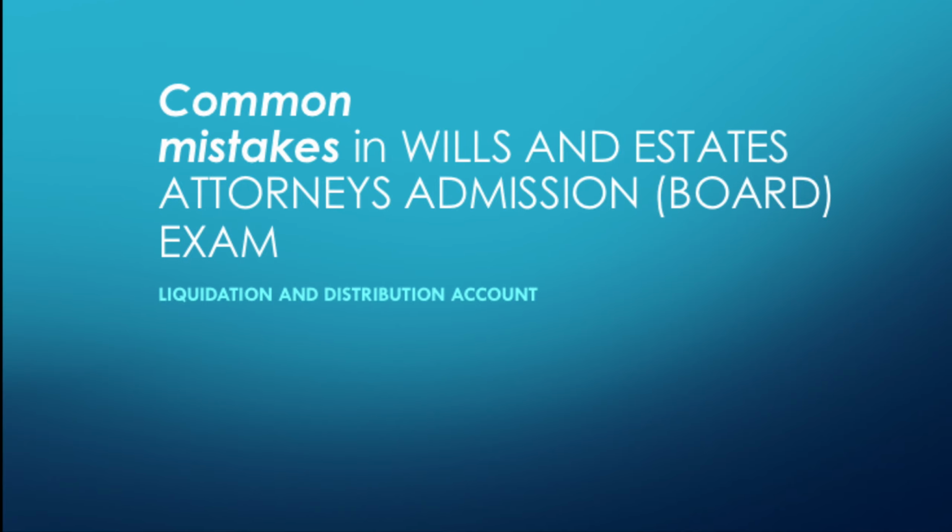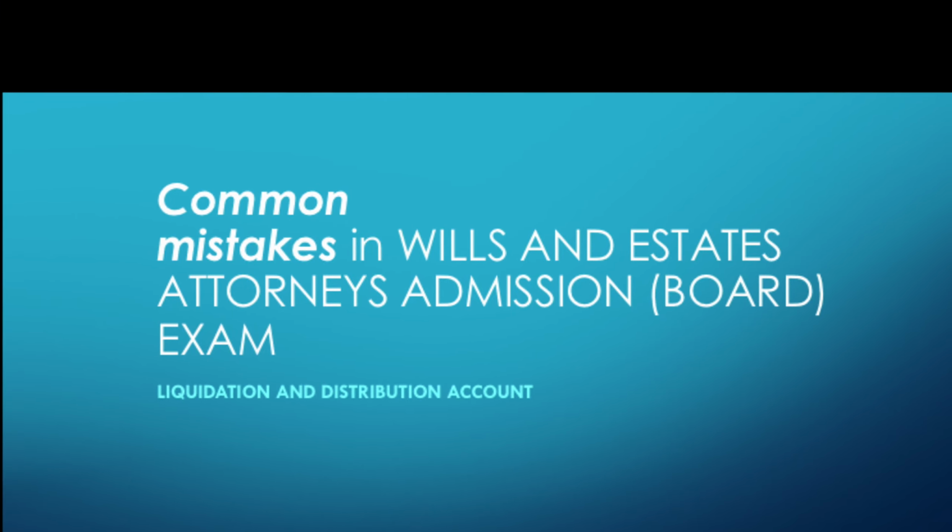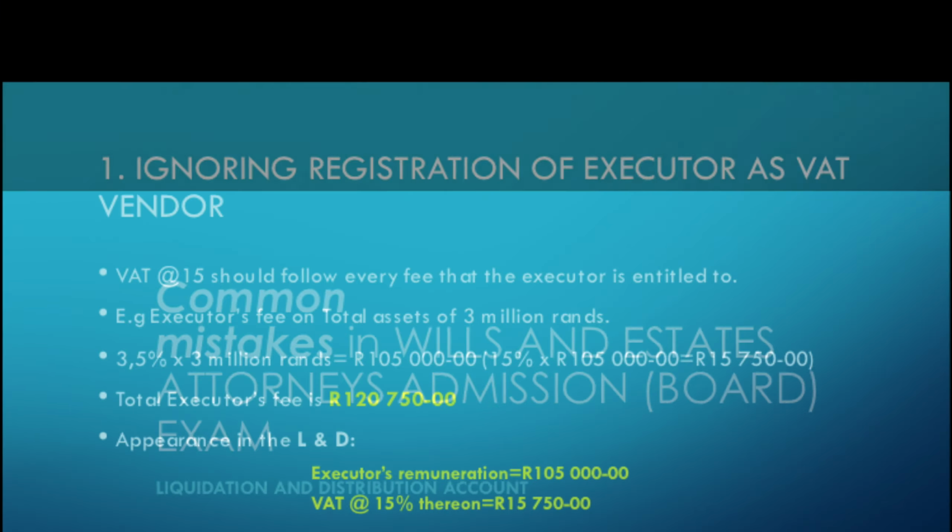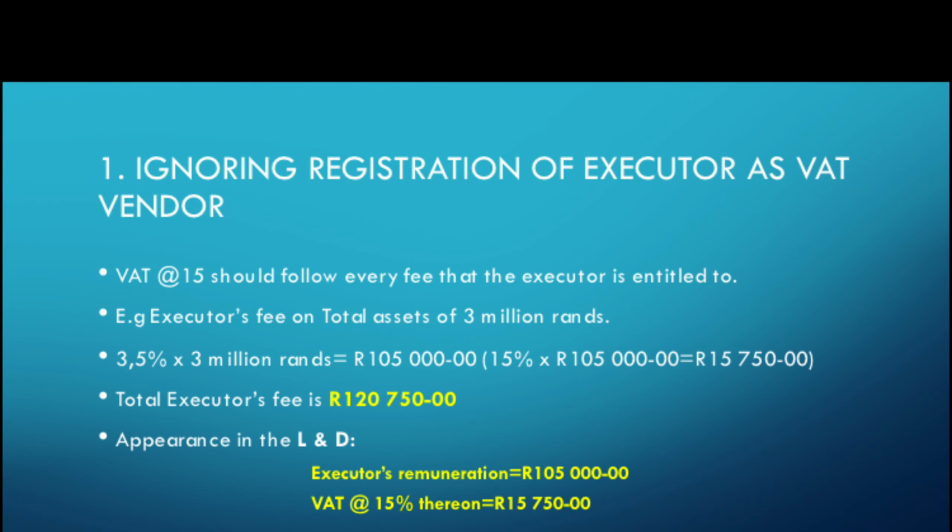The first mistake that I've identified, and that candidates make, is ignoring the registration of the executor as a VAT vendor. What does this mean? This means that each and every fee that accrues to the executor must include VAT. Once you miss this, each and every amount that you put as accruing to the executor will be insufficient, thereby prejudicing your numbers.